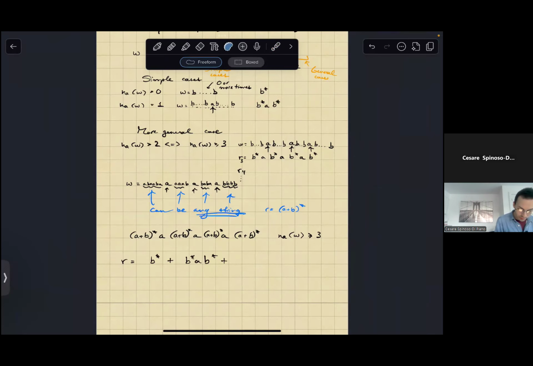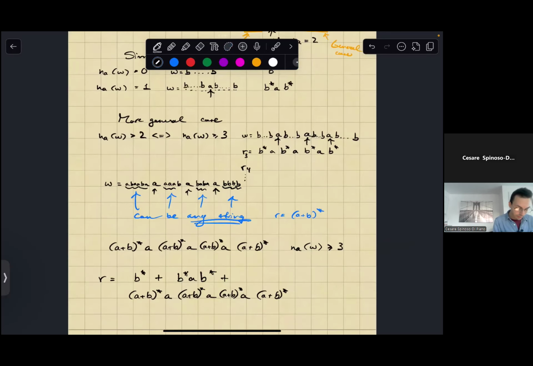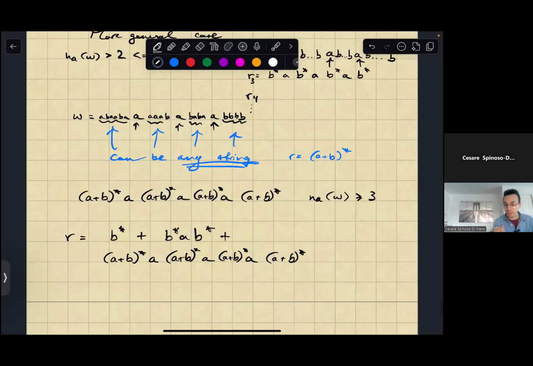So I'll copy this and paste it here. Okay, and so you'll notice that what I was talking about in terms of simple and general cases, that's exactly what happened here. I have this first part of my regular expression, which covers the simple cases. And then this second part of my regular expression covers the rest, the general case.